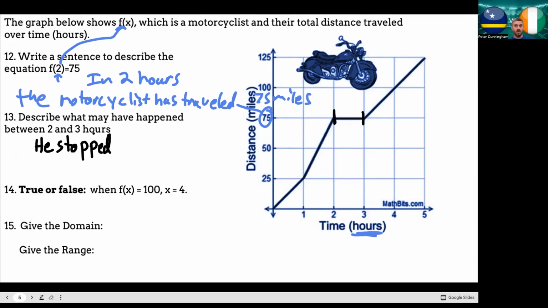Why did he stop? I don't know. Maybe he had to eat, go to the bathroom, go sightseeing, change bandanas, get gas, etc.